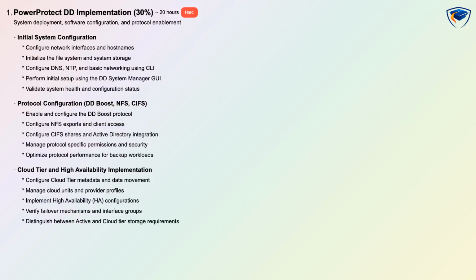Power Protect DD implementation is 30% of the exam, rated hard, and expects about 20 hours of study with hands-on and conceptual assessment. You will learn initial system configuration steps including configuring network interfaces and host names, initializing the file system and system storage, and using both CLI and DD System Manager GUI to validate system health.